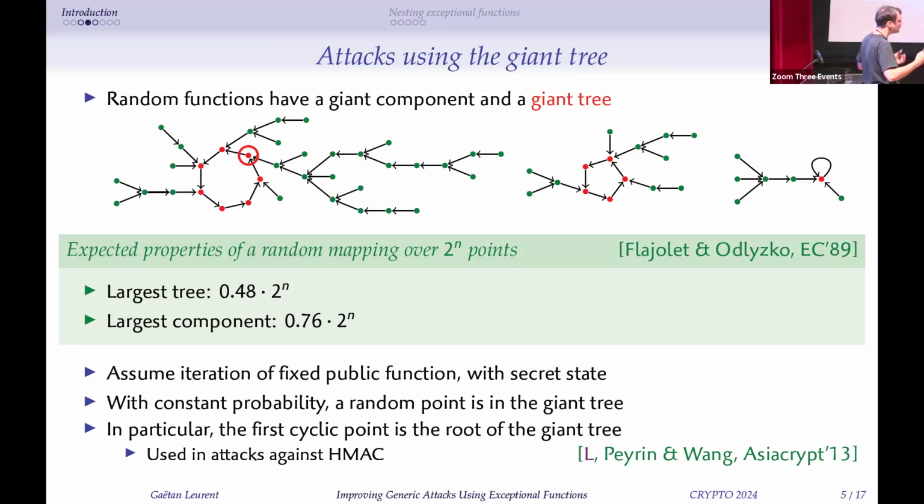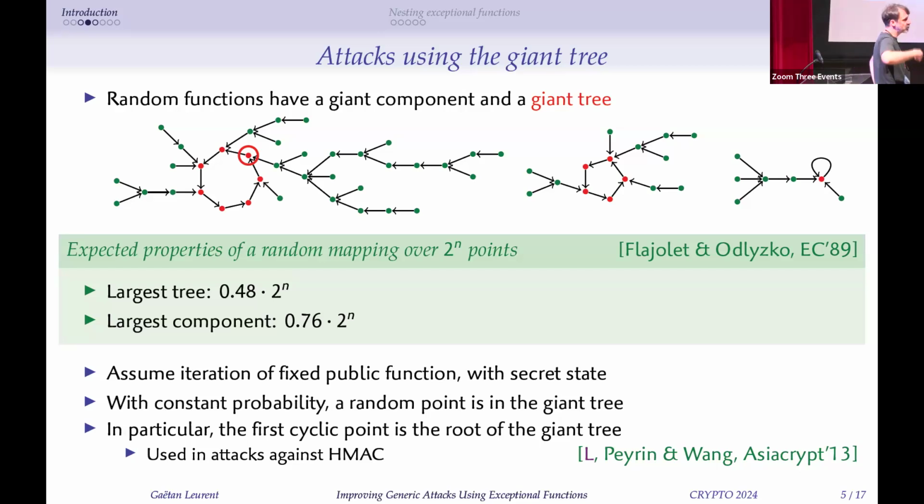And in particular, something that's a little bit surprising is that there is a giant tree in a random function. So this would be this one here. And on average, you expect that the largest tree has size almost half of the full space. So if you start from a random point, there's a very high probability to be in this one specific tree.